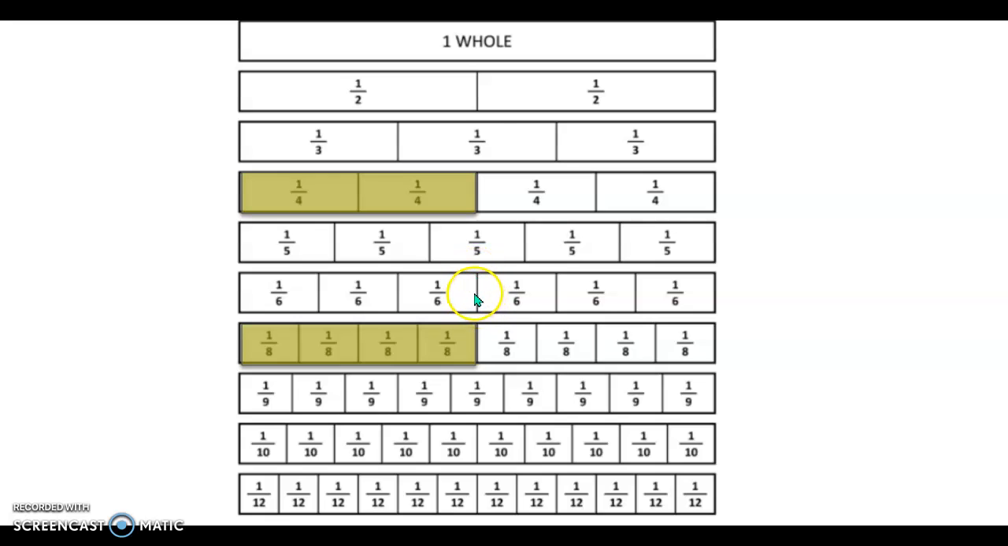It's just a little bit further over, but 8ths actually does work. So 1/8, 2/8, 3/8, 4/8. 4/8 is equivalent to 2/4. Let's see if there's any other ones.